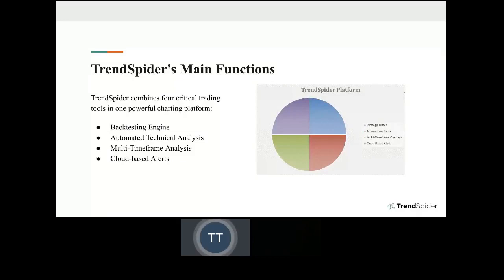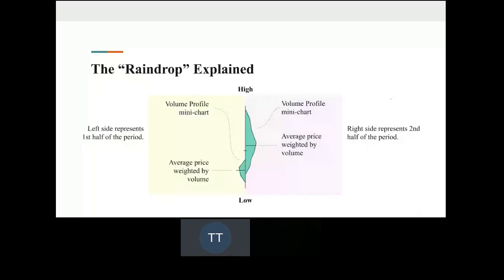As I mentioned, the alert system helps you let the market come to you instead of chasing. Before I hand it off to Tom real quick, I'm just going to explain what a Raindrop is, because that's what I'll be focusing on. The Raindrop is something new for those that have not seen this before. It's a volume-based candle rather than an open and a close.